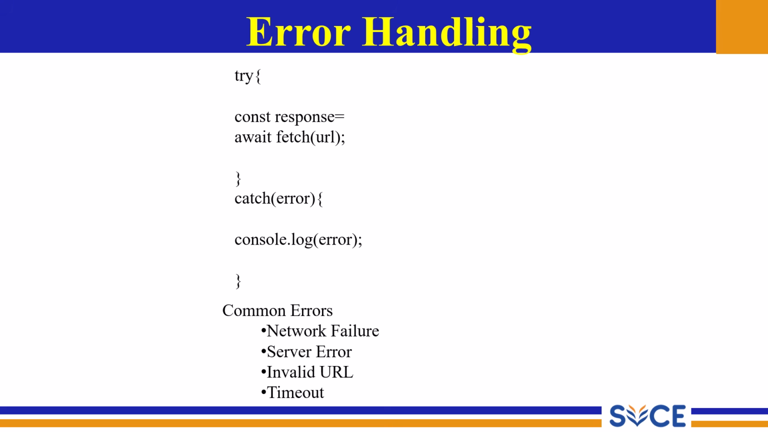The catch block: if something goes wrong, JavaScript immediately jumps to the catch block. The error object contains information about the problem. We can display an error message like "unable to connect to the server" or "please check your internet connection" instead of showing a blank screen. The common errors include network failure, server error, invalid URL, and timeout.